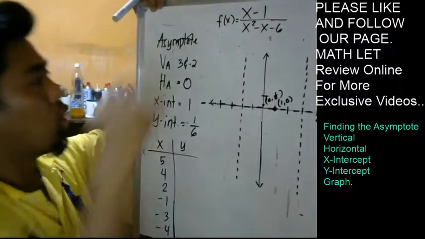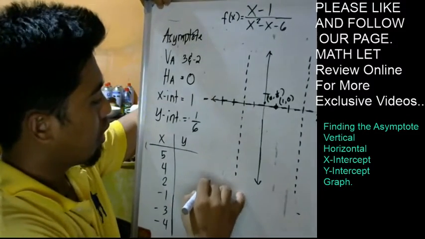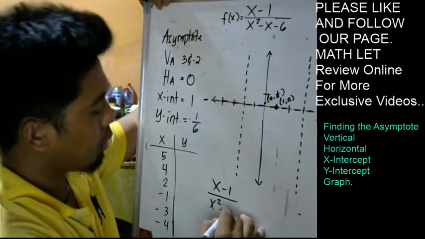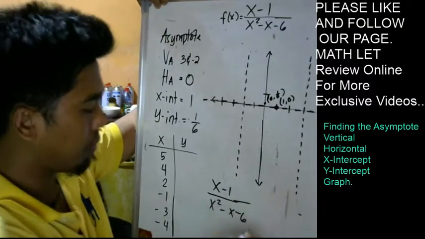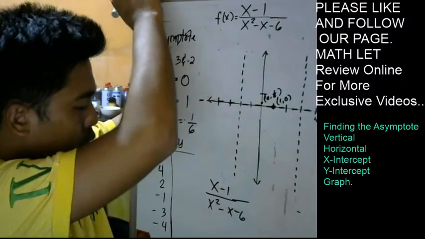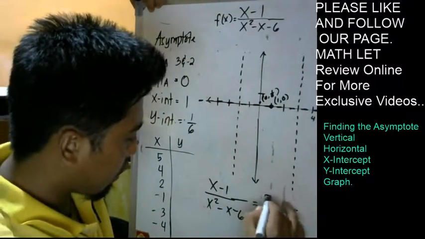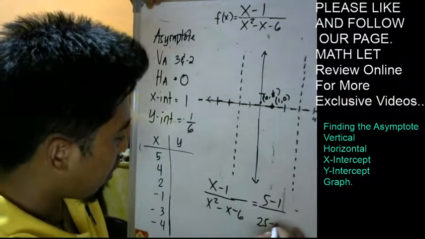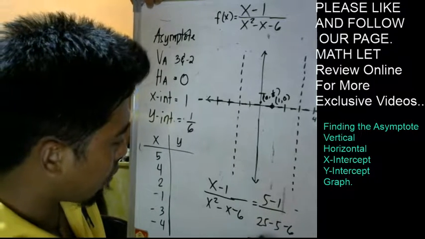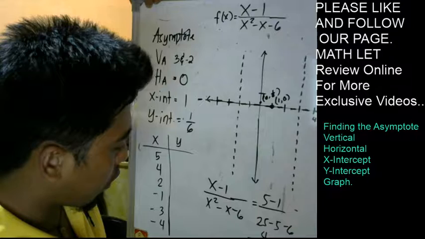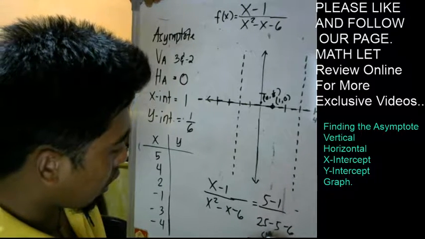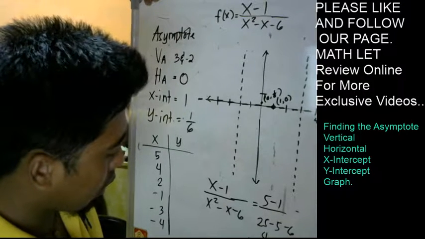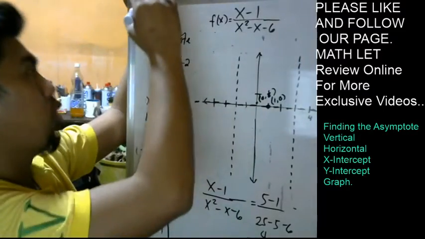Okay. So we use the original equation, x minus 1 all over x squared minus x minus 6. Then substitute. So let's start here. It's 5 minus 1 all over 5 squared, which is 25, minus 5 minus 6. So it will become 4 over 20 minus 6, which is 14. So 4 divided by 14.